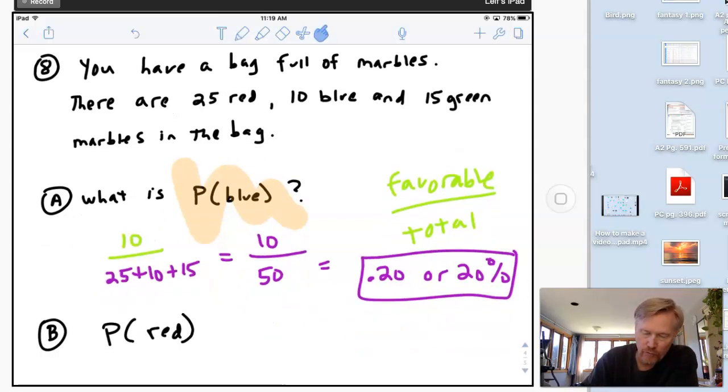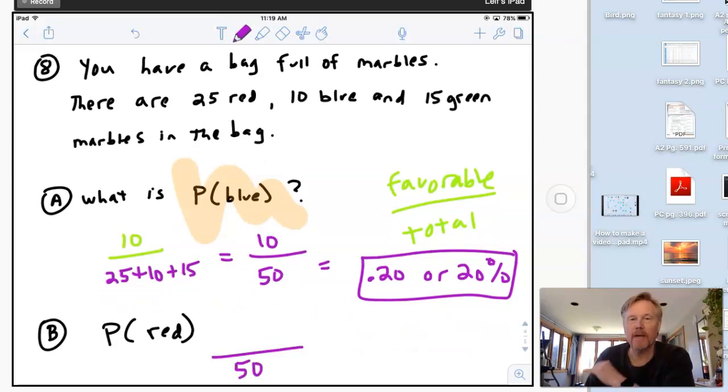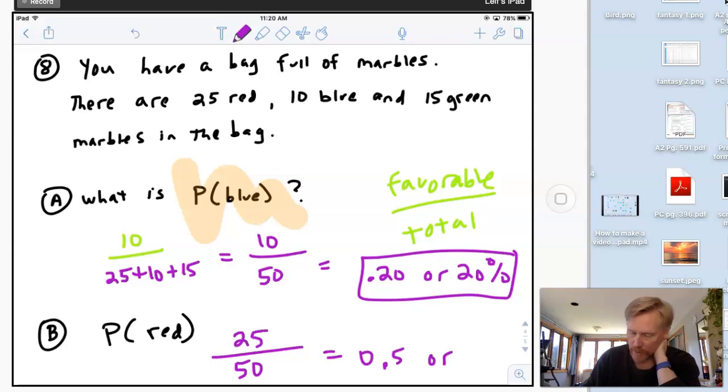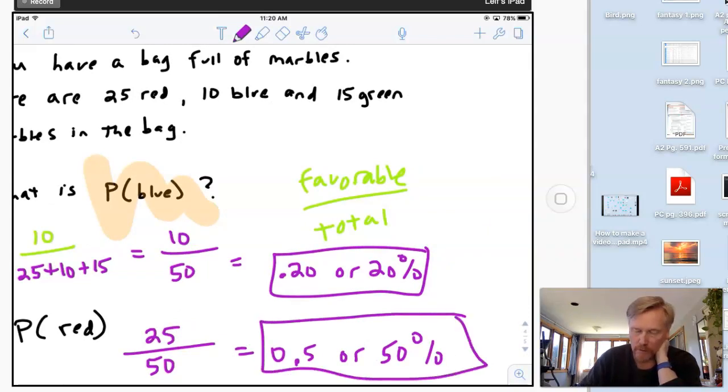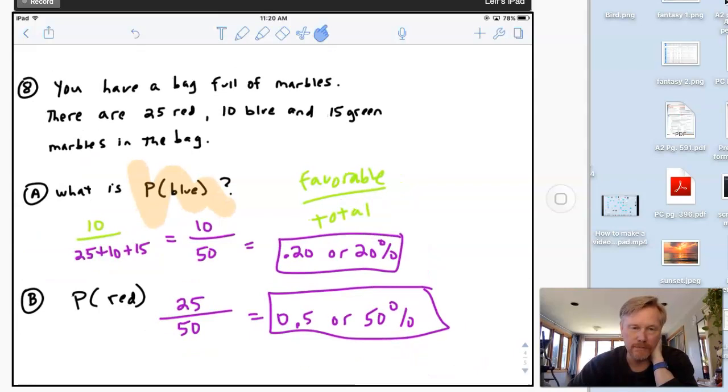What's my probability of getting a red? So this time I've still got 50 marbles in the bag, right? But there are 25 red, which gives me 0.5, or remember, it's not 5%, it's 50%. You move it 2 units to the decimal, 2 to the right.